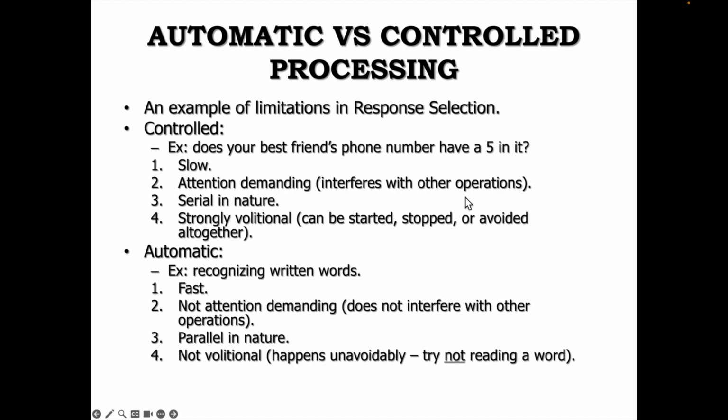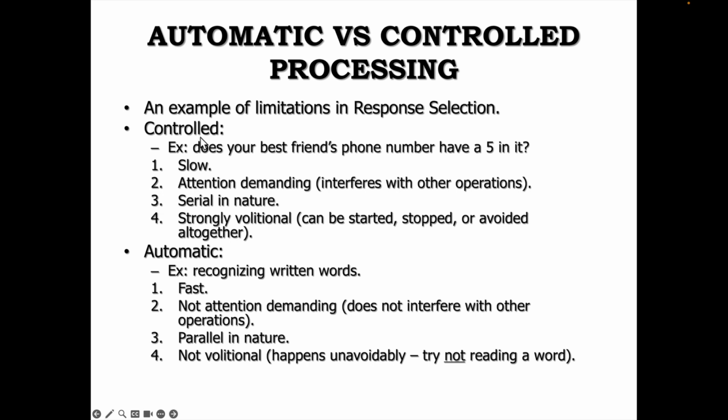So when we're processing information, it begs us to understand: when does automatic processing of the information occur, and when does controlled processing occur? And what are the pros and cons of this? So when we're choosing our response, here are some limitations.